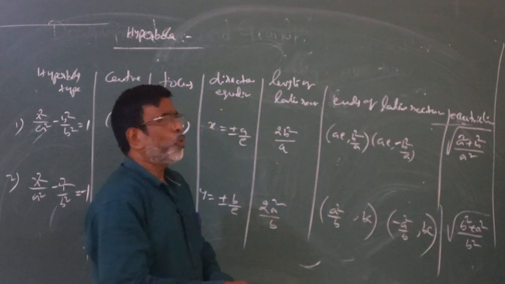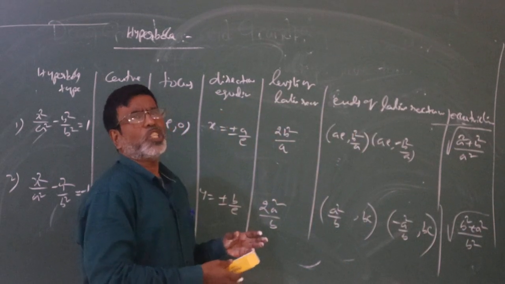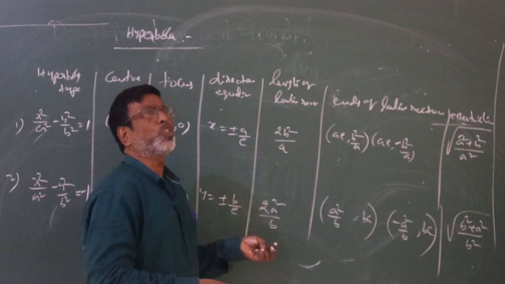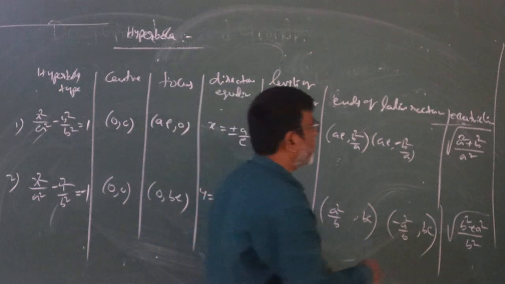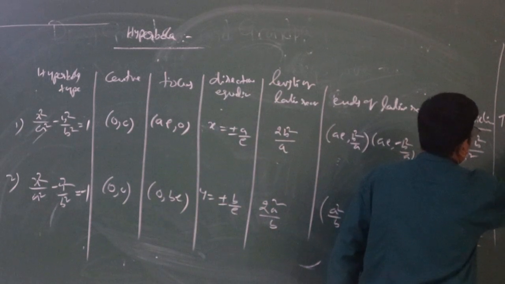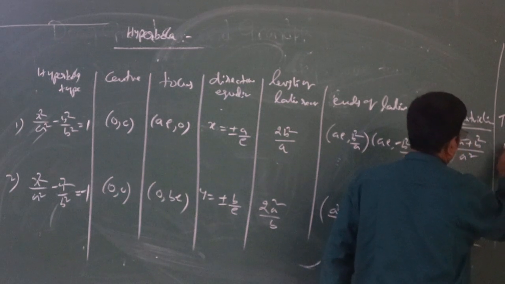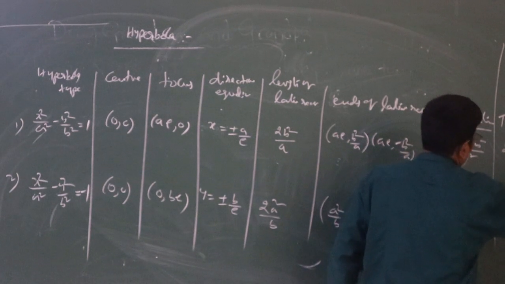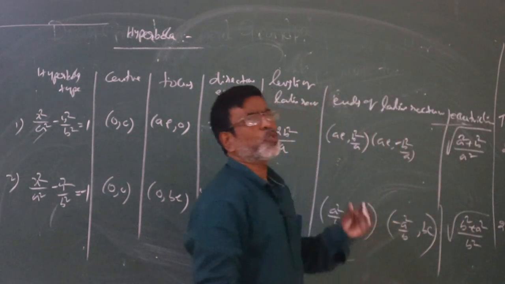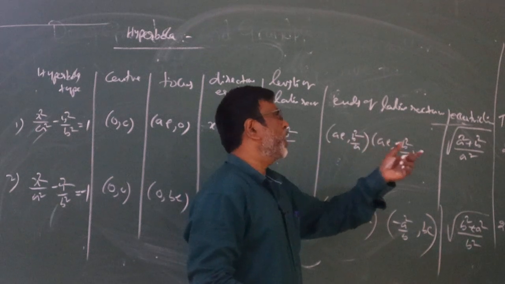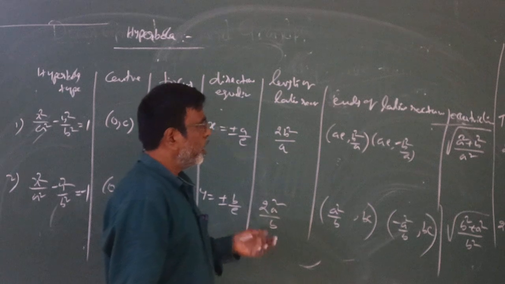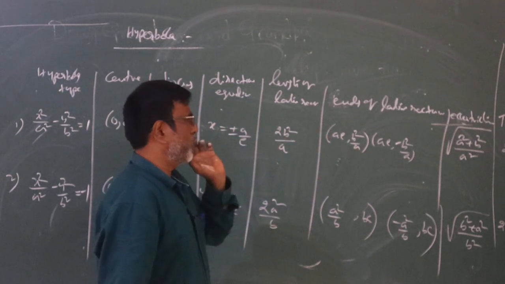Here there are two axes: one is the transverse axis and the other is the conjugate axis. The transverse axis length is 2a and the conjugate axis length is 2b. Here it is reversed, 2b and 2a. This is the concept of transverse axis length and conjugate axis length.